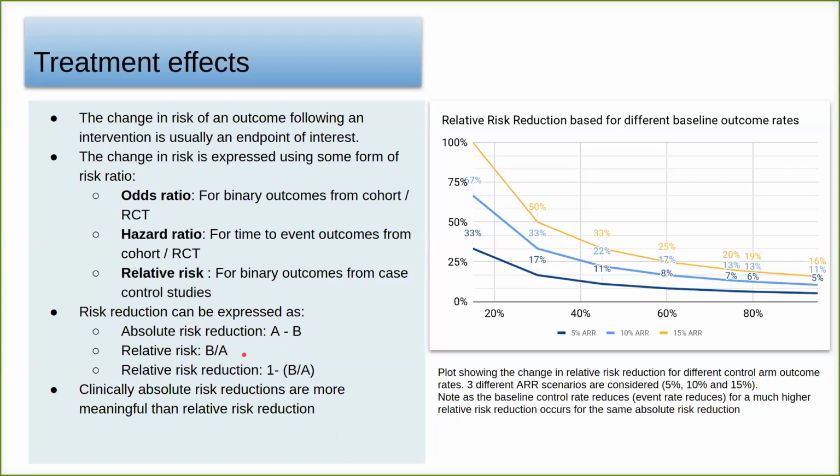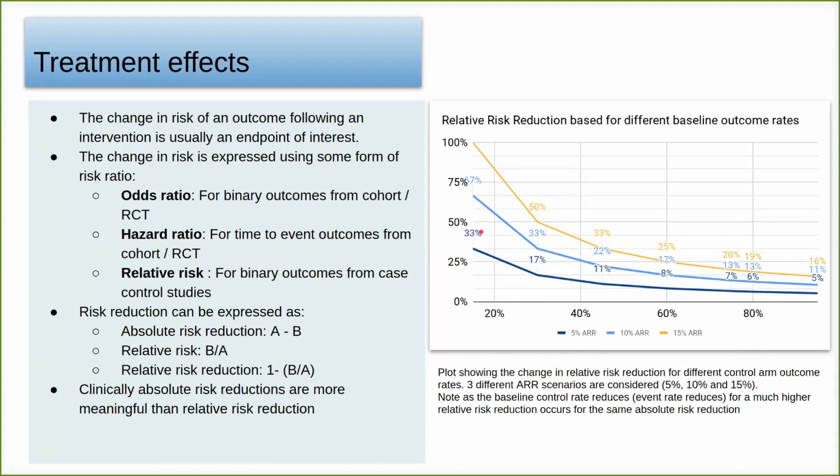The relationship between the relative risk and the absolute risk reduction is very vital to understand. For us clinicians, it is the absolute risk reduction that really matters. And this plot on the right side shows why this is so. Suppose in the control arm, your event rate is around 80%. You come out with a 5% absolute risk reduction in your trial. That translates into basically a 6% relative risk reduction. On the other hand, if your control rate is around 15%, for the same absolute risk reduction, you are looking at a 33% relative risk reduction.